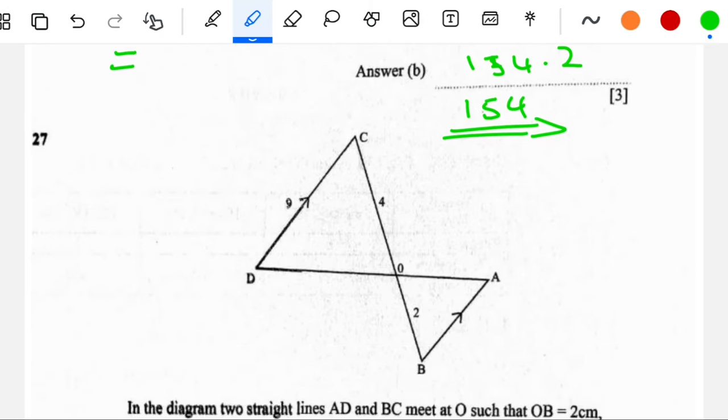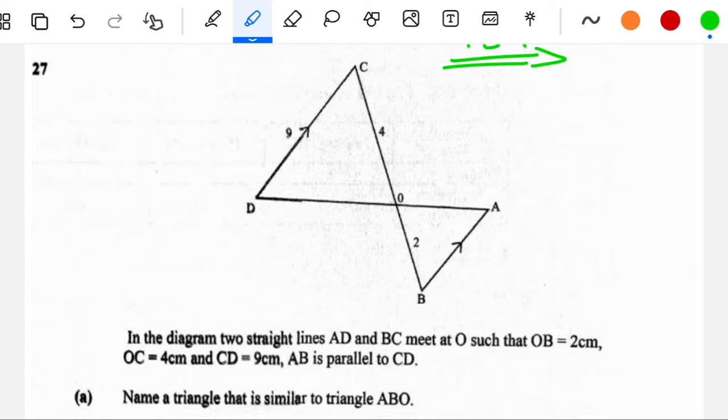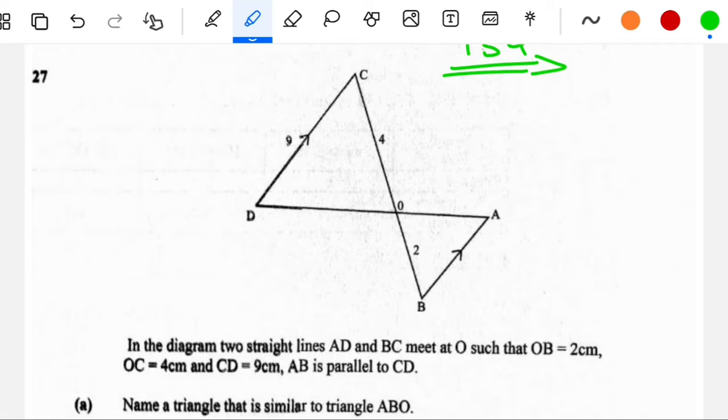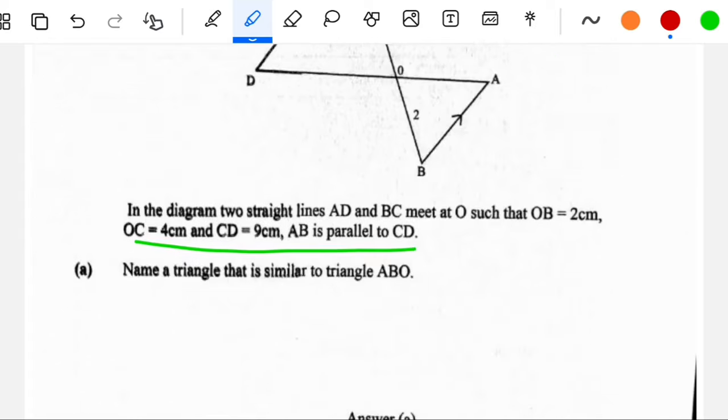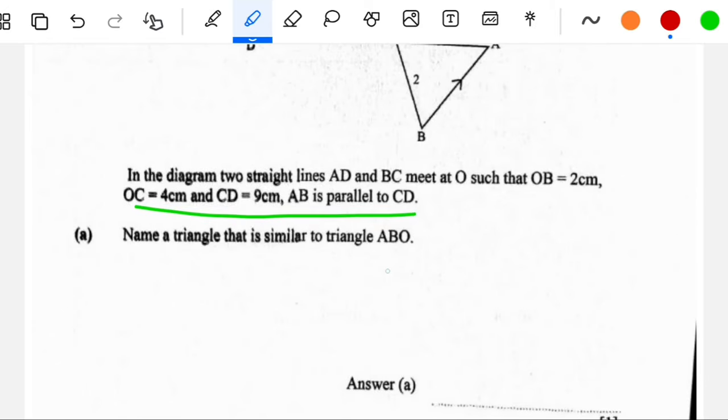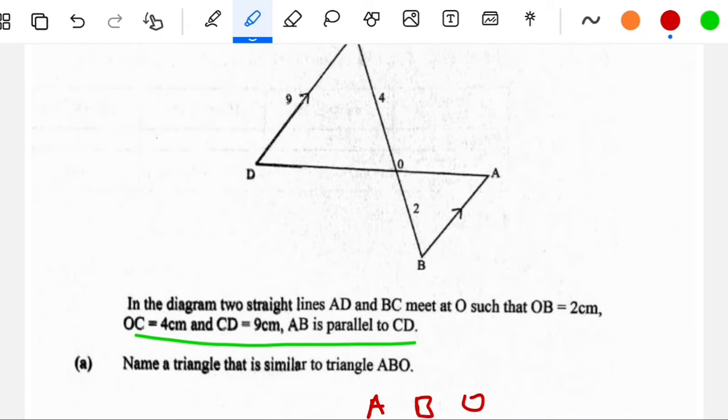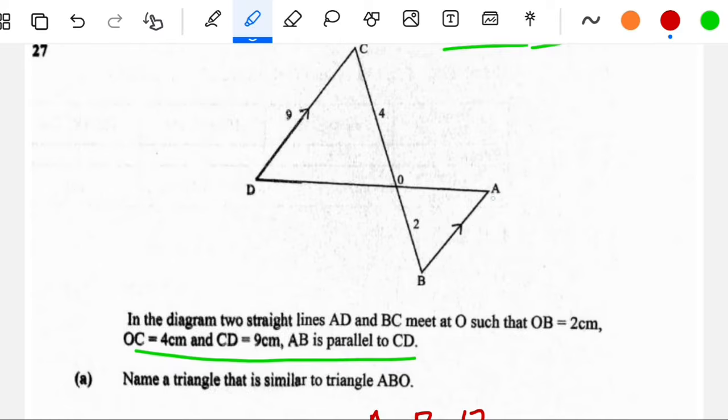Then moving on to number 27. I'm given a diagram there, and in the diagram 2 straight lines AD and BC meet at O, such that OB is 2 centimeters, OC 4 centimeters, CD 9 centimeters, AB is parallel to CD. Okay, so what they are just saying here is what we can see on the diagram. Name a triangle that is similar to A, B, O. Alright, we want a triangle that is similar to that one.